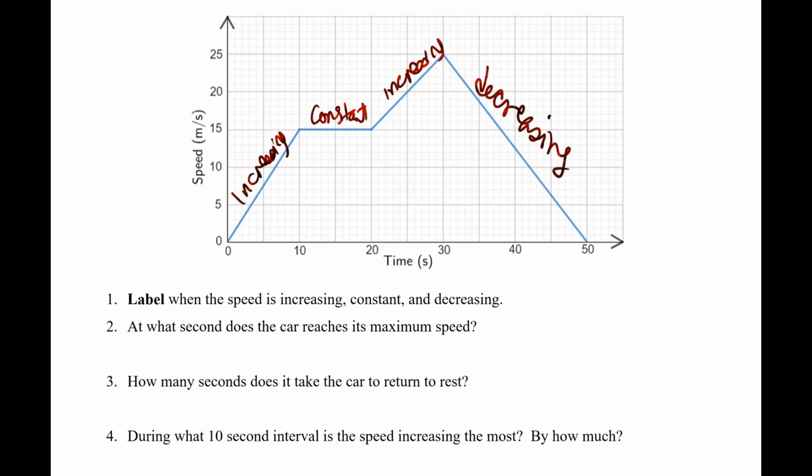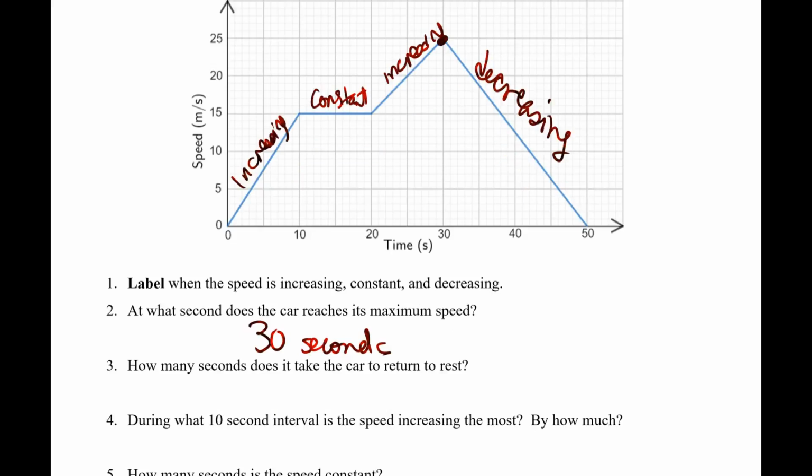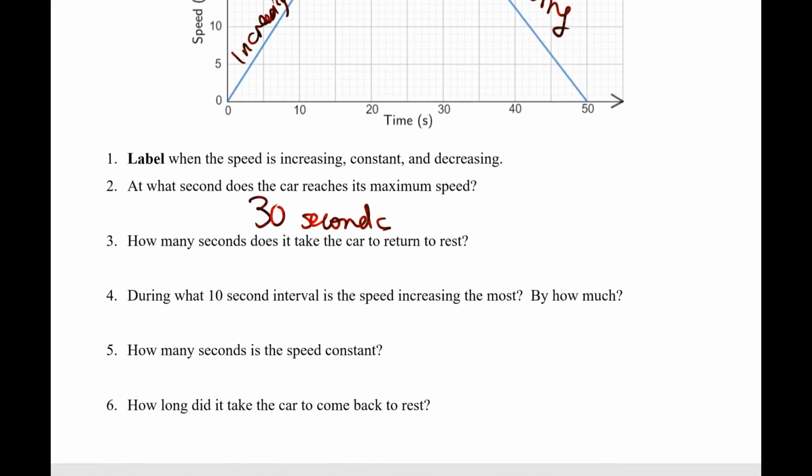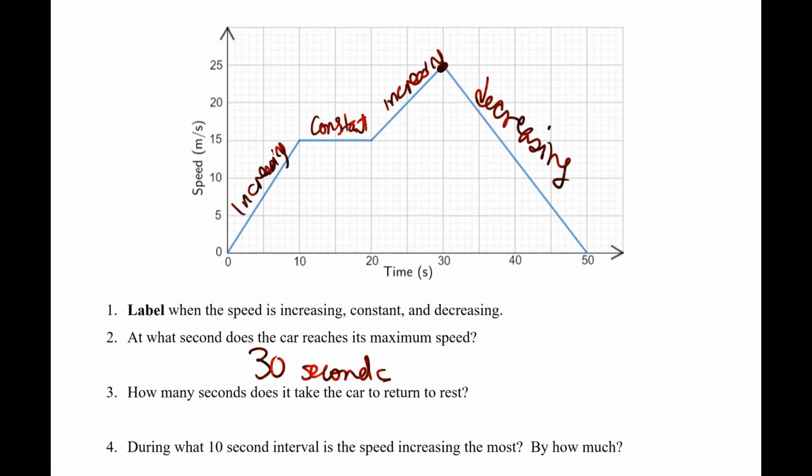What is the maximum speed? At what second does the car reach its maximum speed? All right, so the maximum speed is right here. That second is 30. The next one says, how many seconds does it take the car to return to rest? All right, so it's at rest here. It keeps going and going, and it finally comes back to rest here. Remember, that's rest. So it took 50 seconds.